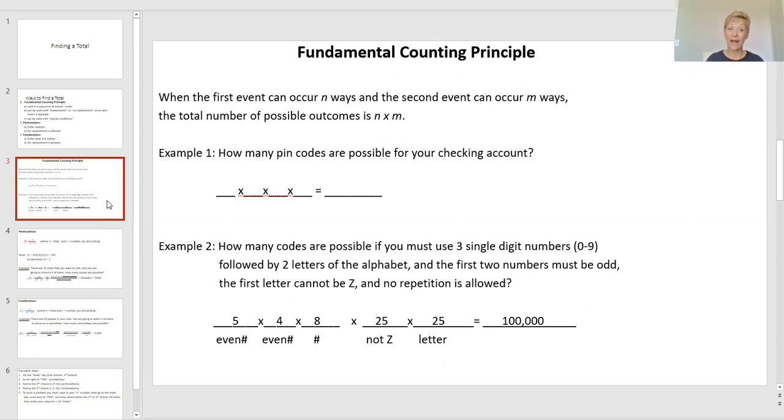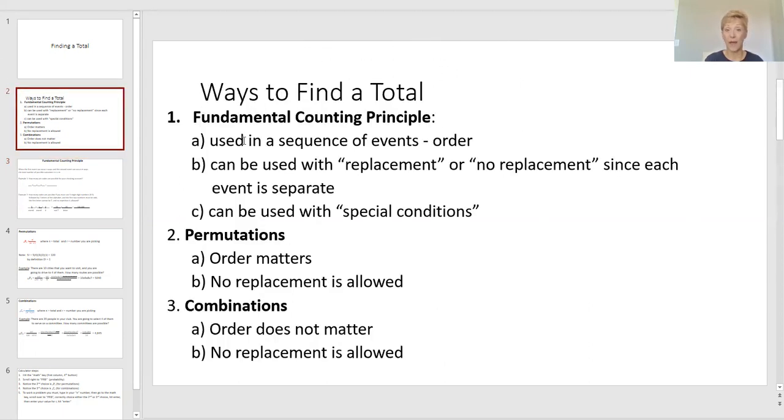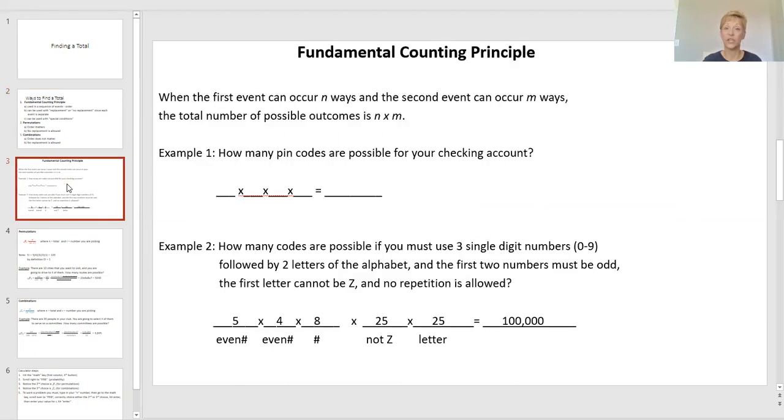Okay, so remember back to that slide, hopefully you've got it beside you. Order matters. So I'm going to use this fundamental counting principle, because think about it, if you drive up to the ATM machine and you go to punch in your PIN code, does the order you punch those numbers matter? Yeah, it does. So what if I ask you how many PIN codes are possible for your checking account? Like when the computer assigned you that 4-digit number, how many choices did the computer have?